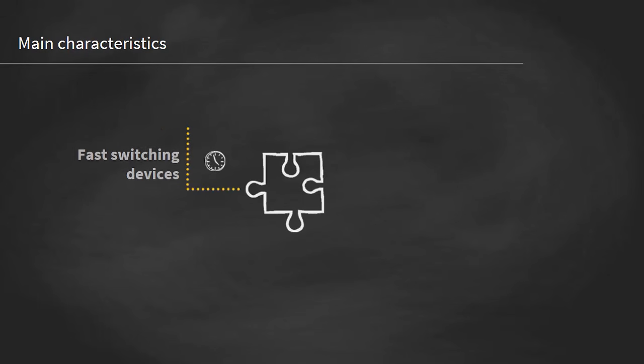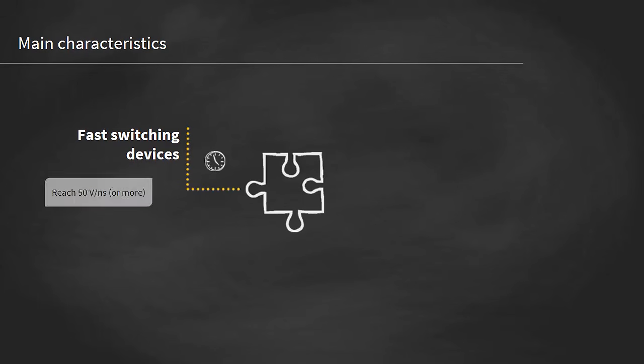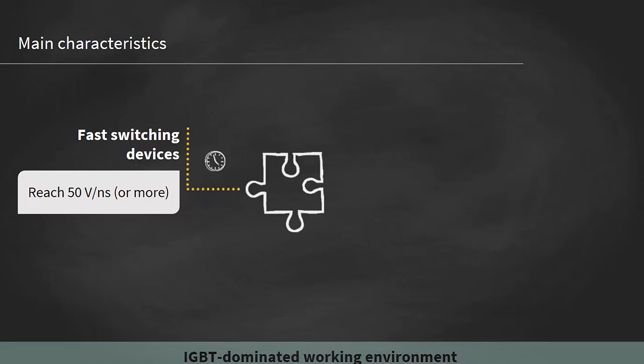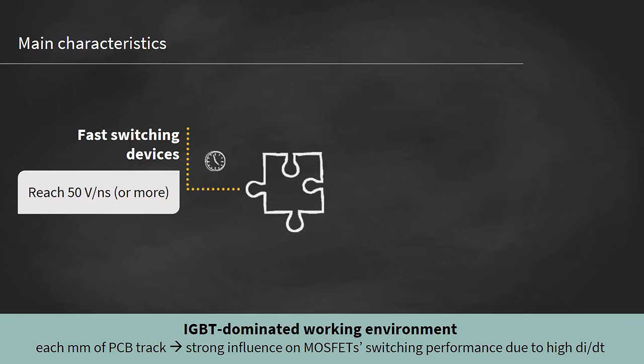Did you know that silicon carbide MOSFETs are fast switching devices? They can reach 50 volt per nanosecond or even more. Therefore, the timing of the control signal is crucial. Please be aware that in an IGBT-dominated working environment, each millimeter of the PCB track has a strong influence on the MOSFET's switching performance due to the high di by dt of silicon carbide MOSFETs.